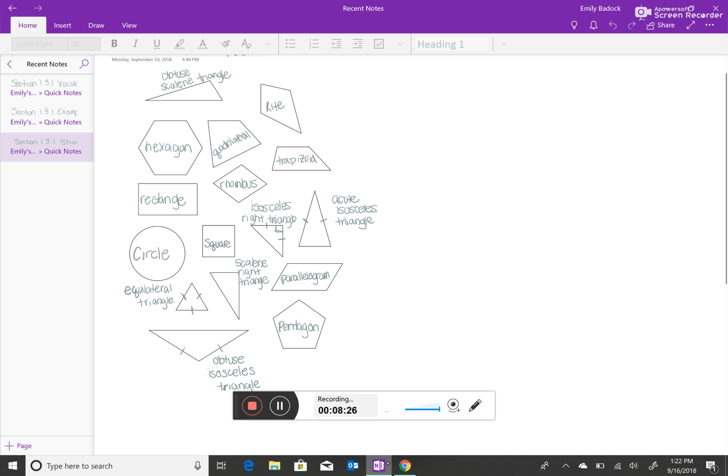An acute isosceles triangle means all of the angles are less than 90, and isosceles means 2 sides are equal. Isosceles right triangle means 2 sides are equal, and it has a right angle in it. You have a square, a circle, a rectangle, hexagon, pentagon. Scalene right triangle means none of the sides are the same, but you have a right angle in it. You have your equilateral triangle. Obtuse isosceles triangle means you have an angle bigger than 90 with 2 sides that are equal. It's obviously a triangle. If you want to write these down, you're more than welcome to. It's nice to have that to reference back to, but you don't have to. You can always reference back to this video if you ever need to.